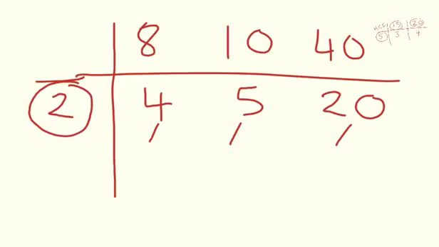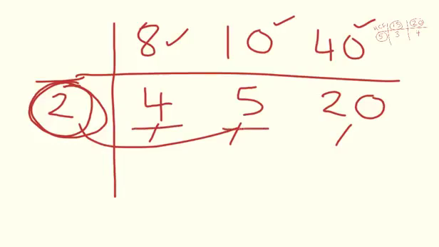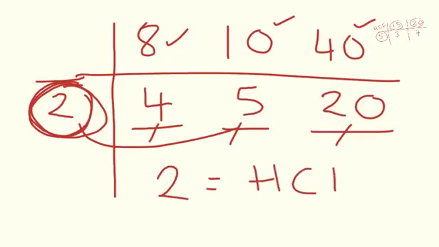Does that make sense? Basically you got 8, you got 10, you got 40 and you divide it by any numbers that can go into all 3. And 2 is the first one you divide it into. So 8 divided by 2 is 4. 10 divided by 2 is 5 and 40 divided by 2 is 20. Now you've got 4, 5 and 20. Is there another number that can go into all 3? Yes, it's only 1. But is there any other number? No. So the answer is 2. 2 is the highest common factor. 2 equals HCF. Yes?